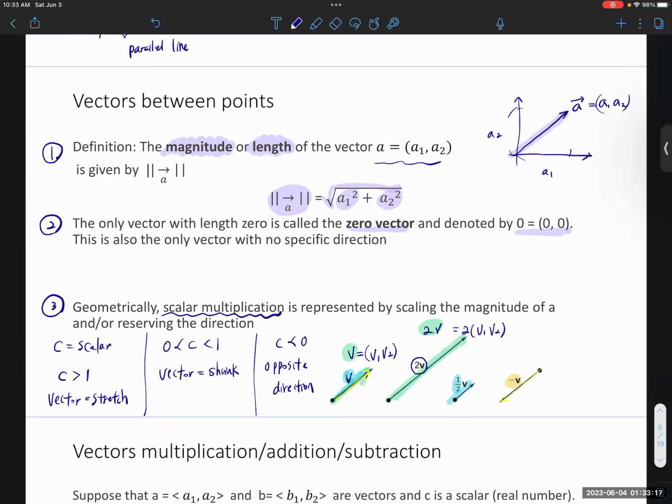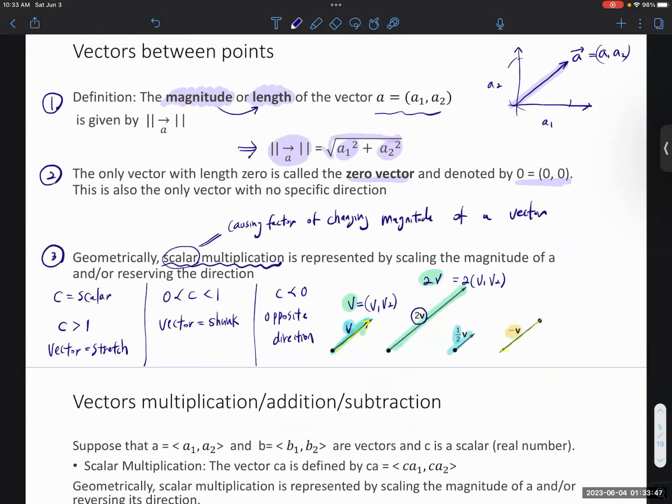So in this slide, we are going to see how to find the magnitude, the length. This is the formula. And just be aware, the zero vector means (0, 0). Depending on the size of the scalar, the length is going to change. So the scalar is a factor of changing the magnitude of a vector. Does it make sense?